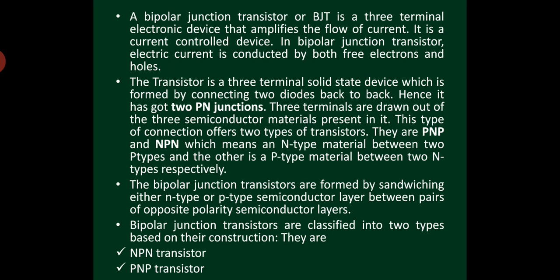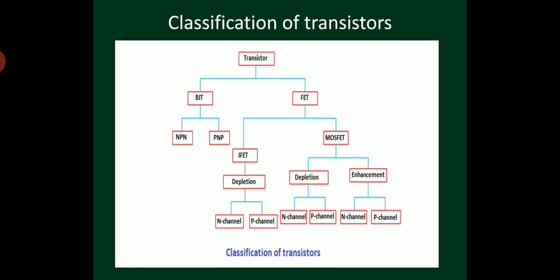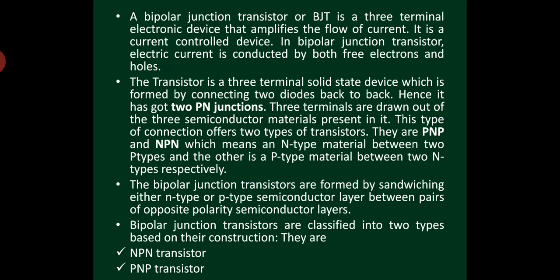A bipolar junction transistor, or BJT, is a three-terminal semiconductor electronic device that amplifies the flow of current. Transistors are used to amplify current or voltage. Make a note that BJT in this classification is a current control device, whereas FET is a voltage control device. Okay, BJT is a current control device.